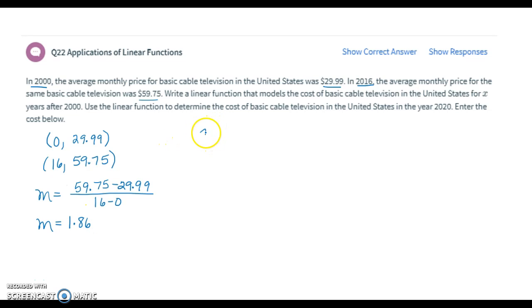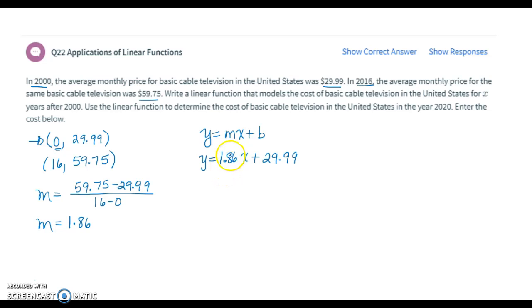So remember, we're looking for the linear function of the form y equals mx plus b, where slope we know, and actually the b value we know. And again, this is only known because we have a coordinate with x of 0. So the y value of that coordinate is the value of b. So we would have y is equal to 1.86x plus 29.99. Keep in mind, this means that it was $29.99, and the average cost is increased by $1.86 per year after the year 2000.